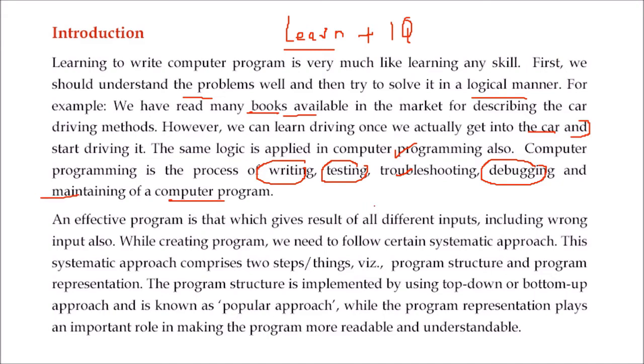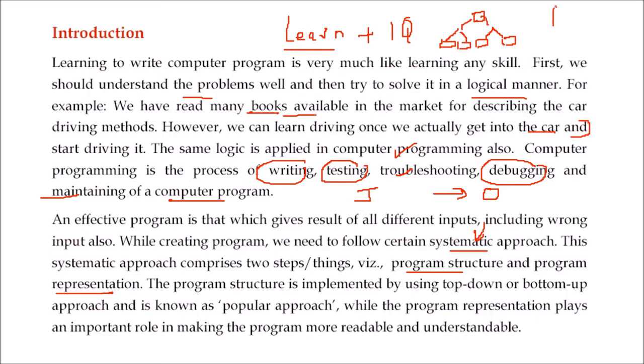So the basic idea of an effective program is that you are given certain input, and you produce the right output. For that you need a systematic approach. There are two things in this systematic approach. First is your program structure and your program representation. What is your program structure? See, there are two things. First, you can make all these small modules or small parts, and then you can combine them.